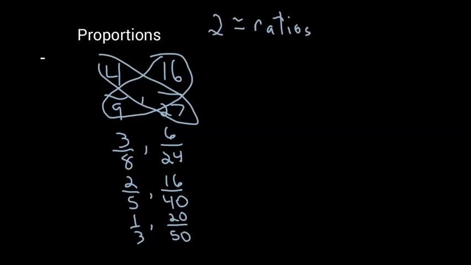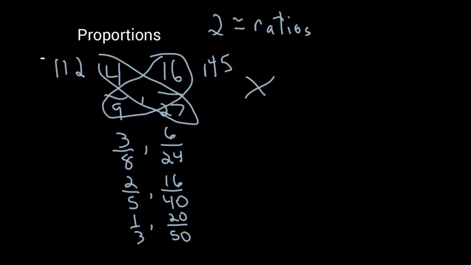So I can do 9 times 16 and then 4 times 27. 9 times 16: 9 times 6 is 54, 9 times 1 plus 5 is 14, so that would be 144. And then 4 times 27: 4 times 7 is 28, and then 4 times 2 is 8, plus 2 is 10, so 108. So 108 does not equal 144, so this one is not a proportion.